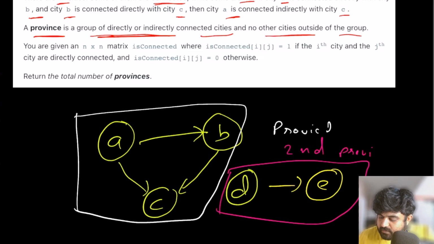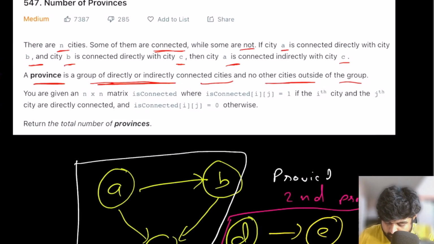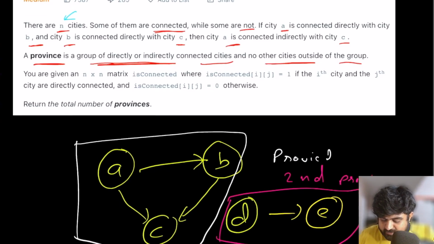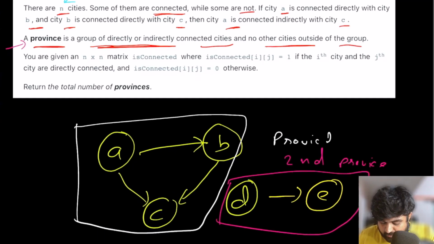Okay, so now we know what the problem statement has given us. We are given n cities and the connections between those cities, and we are also given the definition of what a province is. Now we are given an n cross n matrix, and wherever there is a connection between any two entities, that particular value has been marked as 1. That defines that the ith city and jth city are connected. And if the value is 0, it means that those cities are not connected.